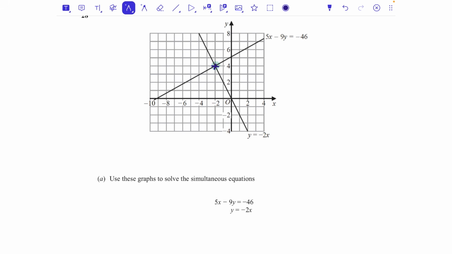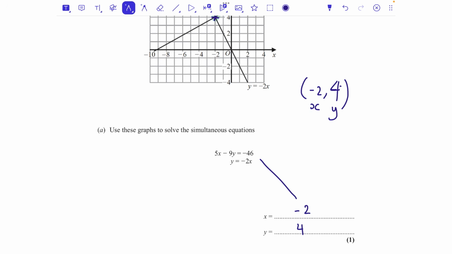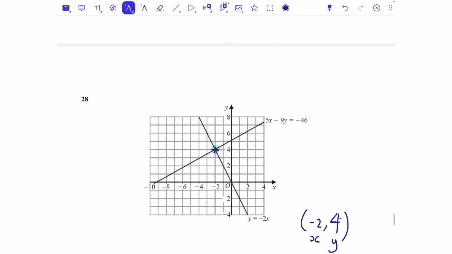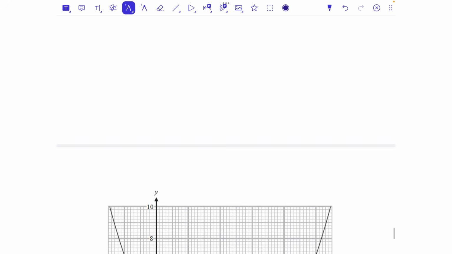Now at that point, it's minus 2, 4. Minus 2, 4 is your coordinate there. Remember, along the corridor up the stairs, that's your x coordinate, that's your y coordinate. Therefore, x needs to be minus 2 and y needs to be 4. And that would make both of these equations work. You could check by substituting them in, but you don't need to. For simultaneous equations, you're just looking for the point where both graphs cross.